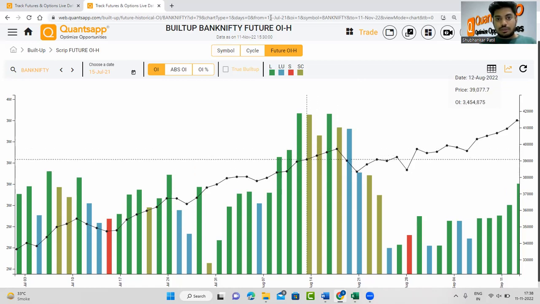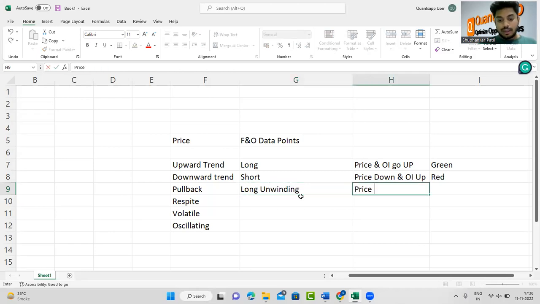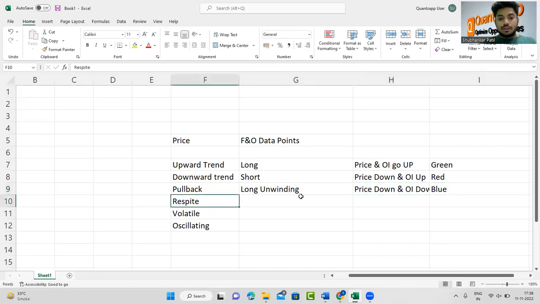Now how will you differentiate a pullback and a short build up? One thing is that a pullback is long unwinding. That means open interest goes down, but price also goes down. Price is going down, but why? Because the open interest has gone down, right? What would the color code be? It would be blue. Respite is again a short covering move. You can easily conclude it as short covering.